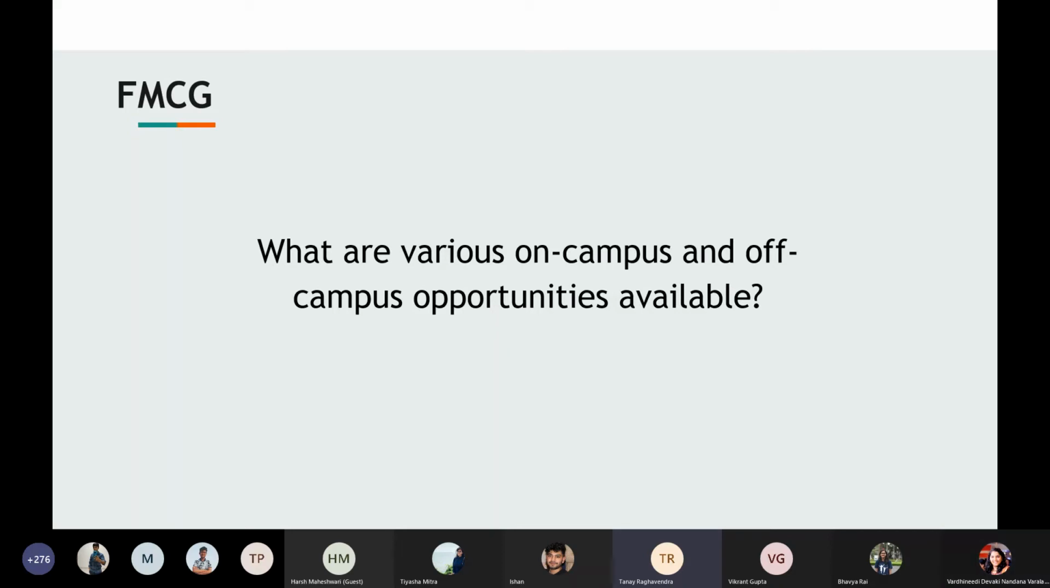So for the on-campus opportunity, generally these companies take group discussions or video selections based on the resume that you have applied with, and finally each one of them takes like 5-6 people to their internship opportunities.